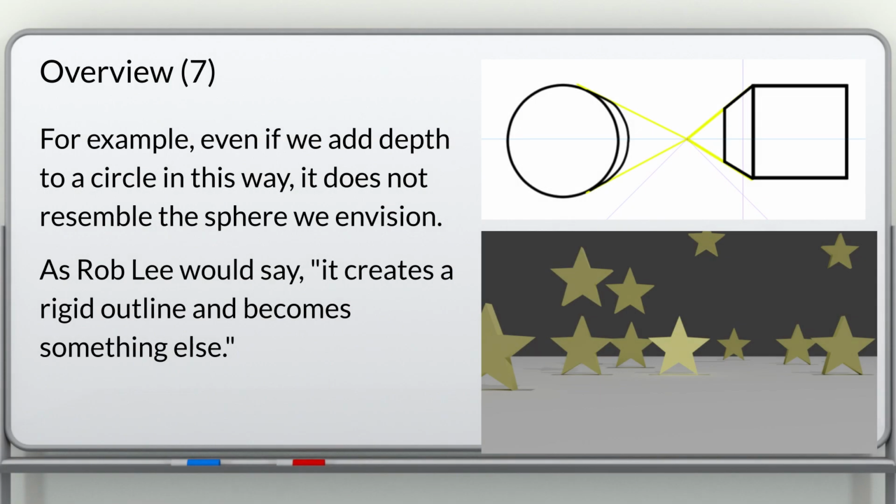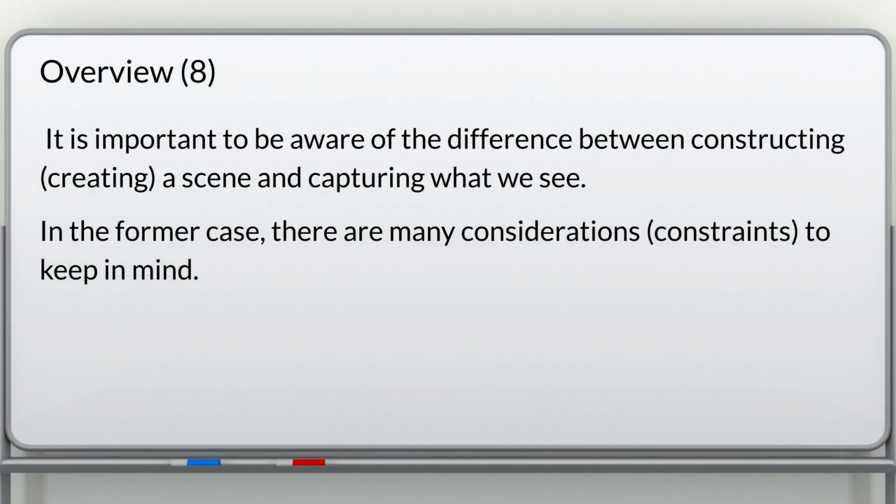For example, even if we add depth to a circle in this way, it does not resemble the sphere we envision. As Rob Lee would say, it creates a rigid outline and becomes something else. It is important to be aware of the difference between constructing a scene and capturing what we see. In the former case, there are many considerations to keep in mind.